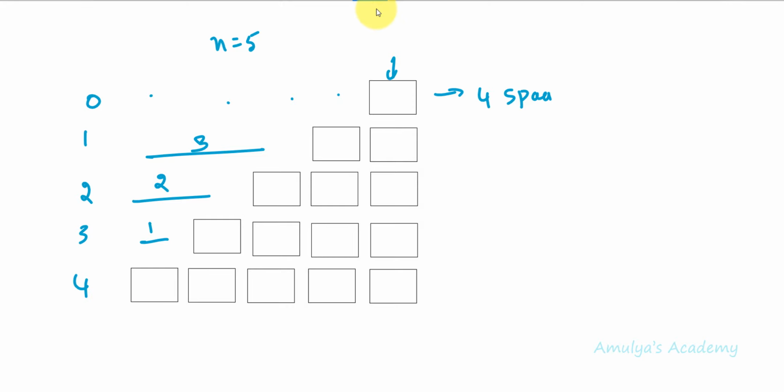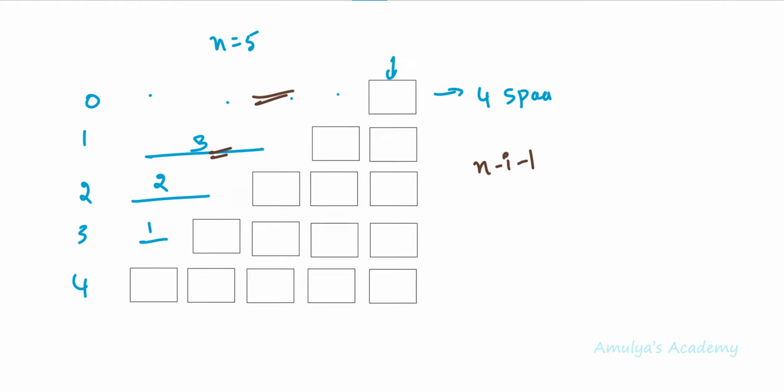That's why I'll write the formula to print the space: n minus i minus 1. I want n minus i minus 1 spaces in every row. So when n value is 5 and i value is 0, 5 minus 1, so I'll get 4 spaces. When i value is 1, n value is 5, 5 minus 1 is 4, 4 minus 1, 3 spaces. I'll get this space. So as I said, first we want to print space, after that number.